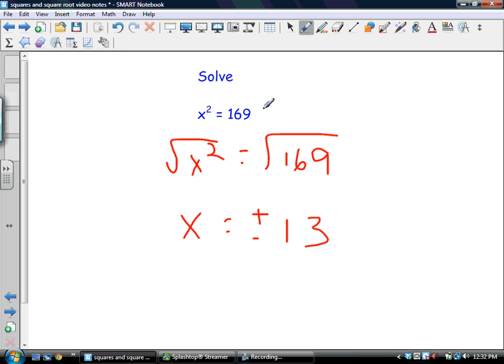So when you're solving equations, you always do the opposite. Opposite of squaring is take the square root. When you put in the radical sign, you have to give both answers, and you do that by putting a plus sign and a minus sign above each other. This is our solution to that equation. X is plus or minus 13.